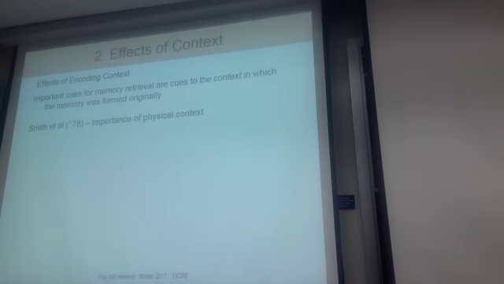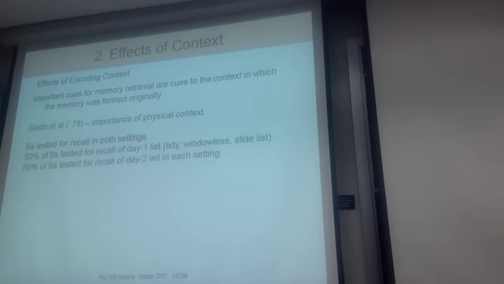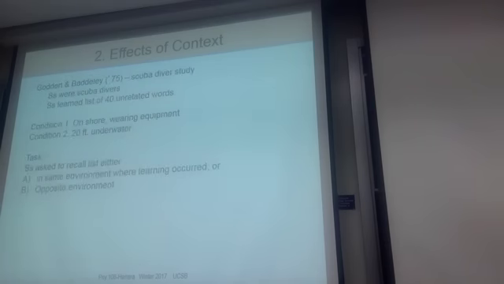So, the effects of encoding context. All the information about the context in which you learn something will influence how well you remember it. When you learn something in a windowless room, you're better at recalling it in that same windowless room, and when you learn something in the open room, you're better at recalling it in that open room. That's what that study was showing. So they do better when they're recalling the list in the same setting that they learned it in versus another setting. So that's why you should study where you take an exam, presumably.